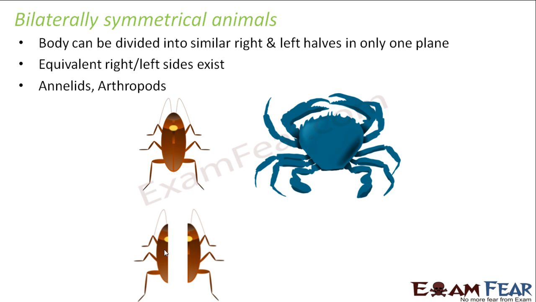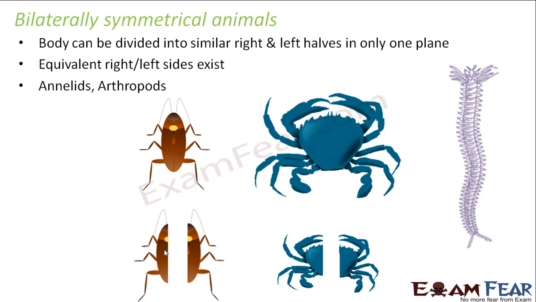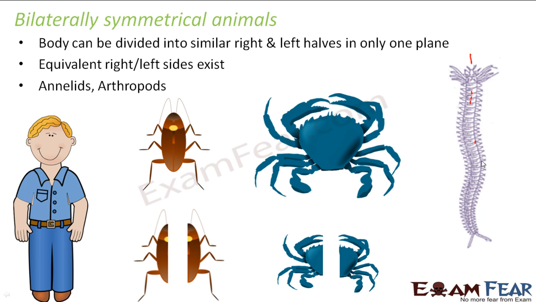Again, similarly, if you take the example of this arthropod, you can divide it into a right and a left half which are equivalent to each other. You talk about annelids like this earthworm. If you divide it along this axis, you will be able to divide it into two equal halves. You talk about human beings, same story repeats. The right and the left halves are equivalent to each other. That is why they are also bilaterally symmetrical.